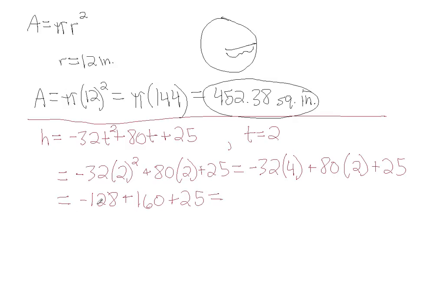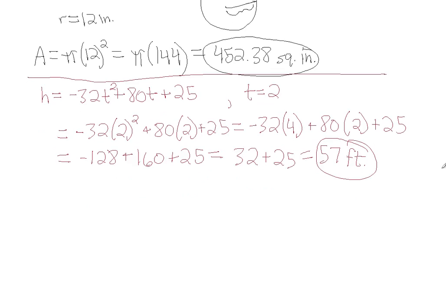Working from left to right, we have a minus 128 and a positive 160. 160 is bigger, so the positive wins out. It's going to give us a positive 32. Rewriting the plus 25, and finally adding these two, 32 and 25, gives us 57. So the height of the ball at t equals 2 seconds is 57 feet. And that's our answer. All right, I think we're getting a handle on this.